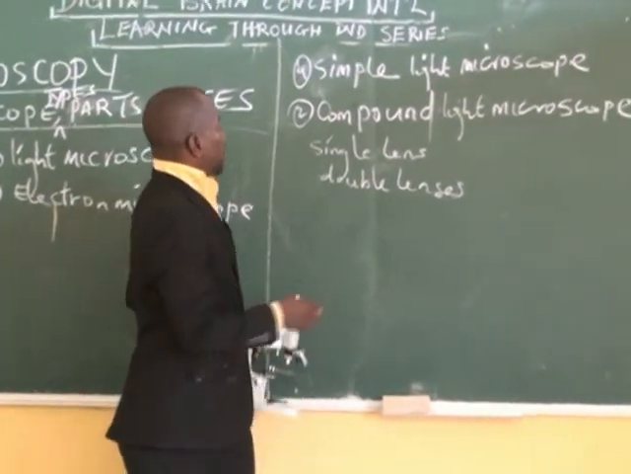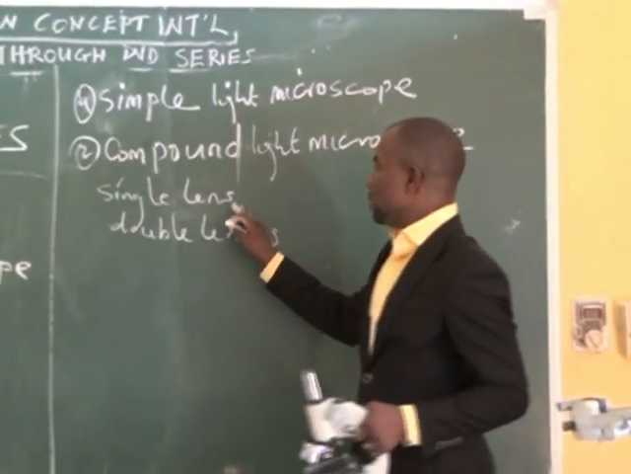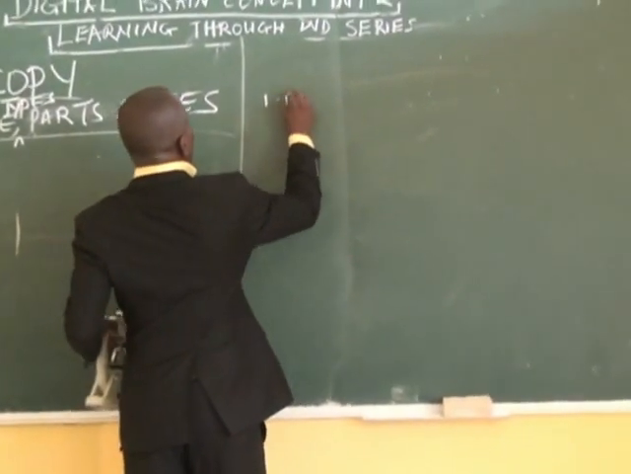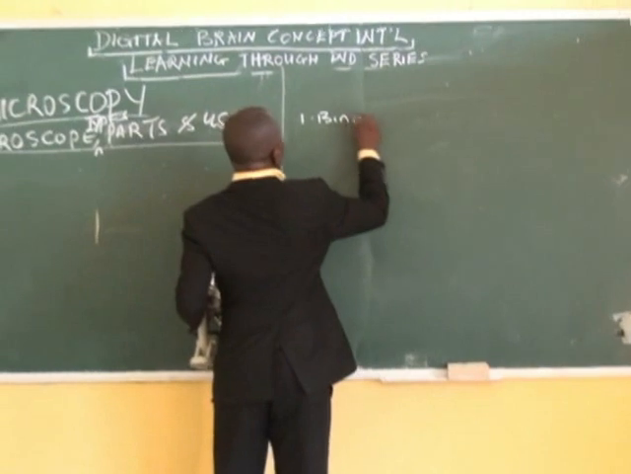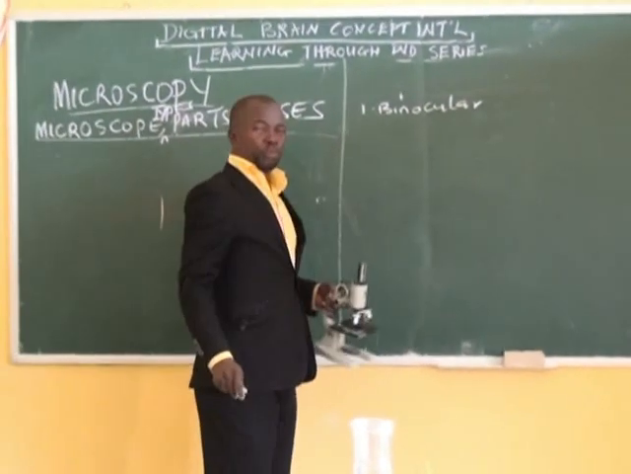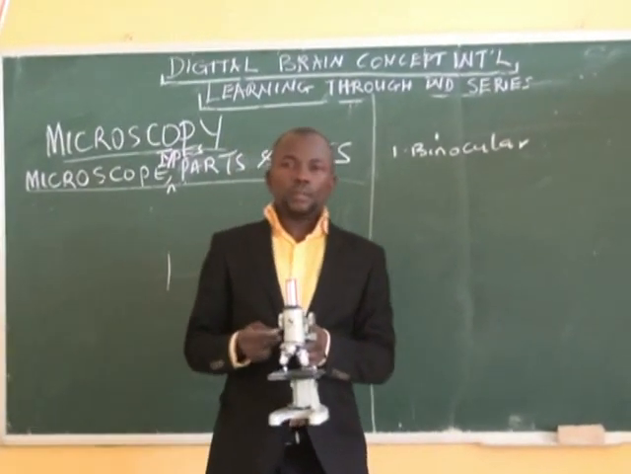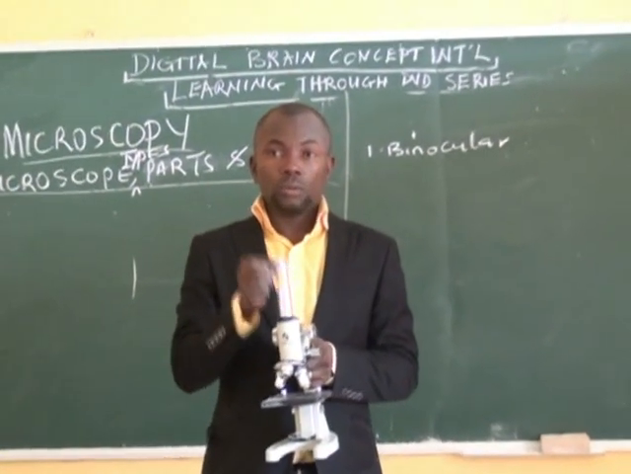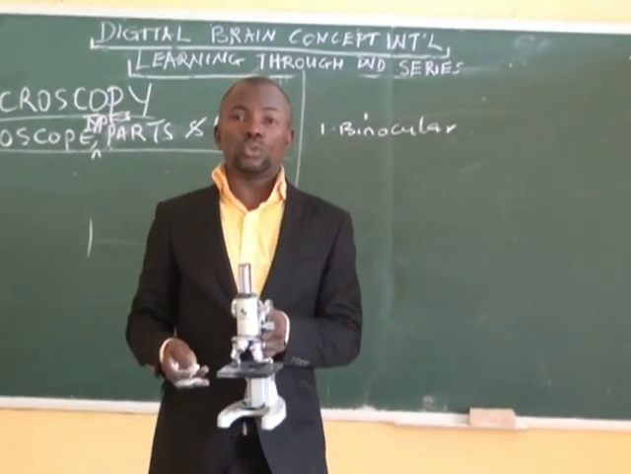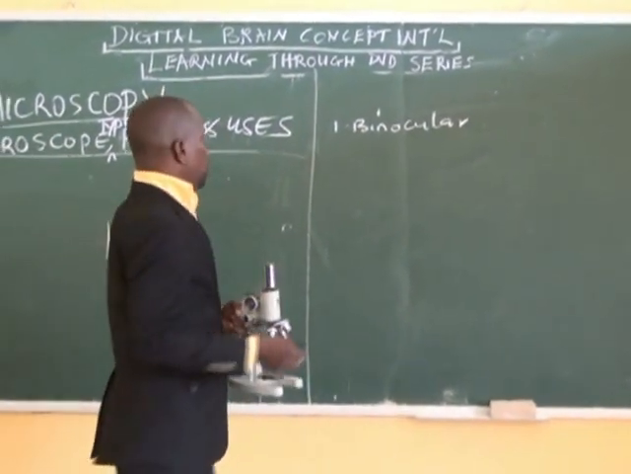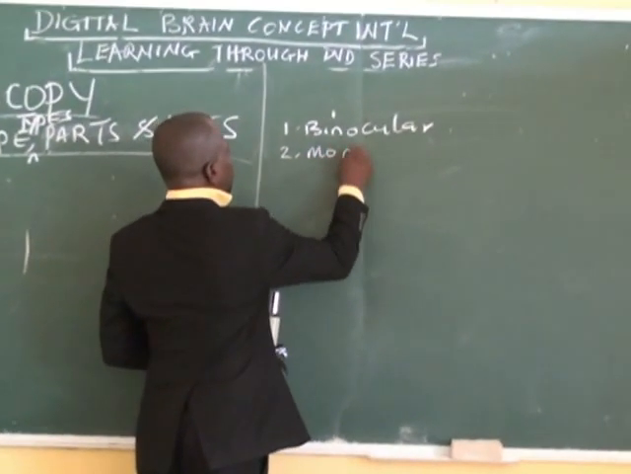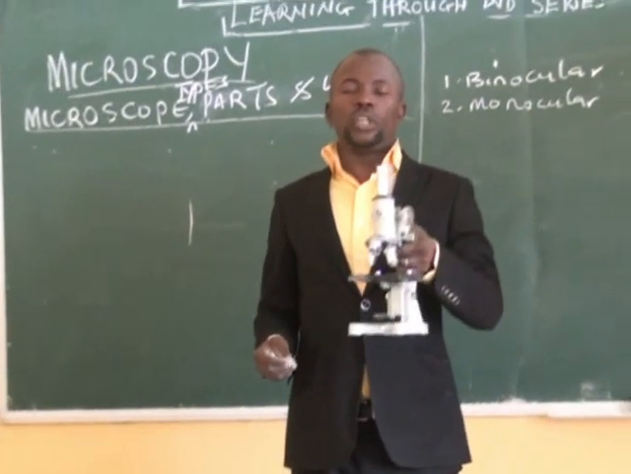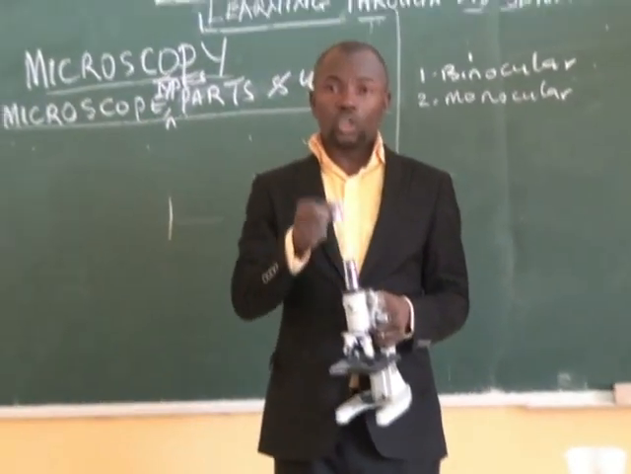Then, compound microscope has two major types. We have the binocular compound microscope. When it has two eyepieces, there are some compound microscopes that have two eyepieces so that you can place the two eyes for a wide view. Two eyepieces, so we call it binocular. Bi means two. Binocular compound microscope. Then we have monocular. Monocular compound microscope. Like this one I'm holding now is a monocular compound microscope because it has only one eyepiece.